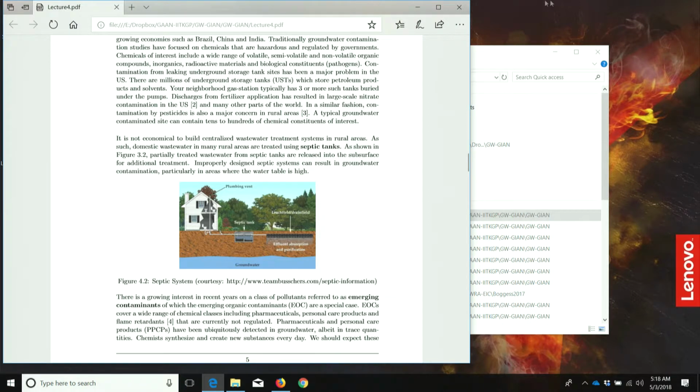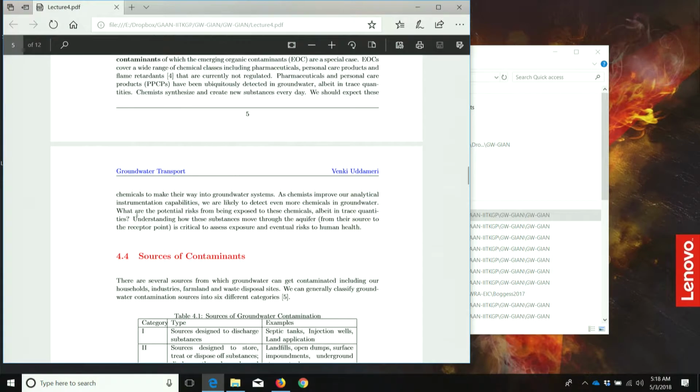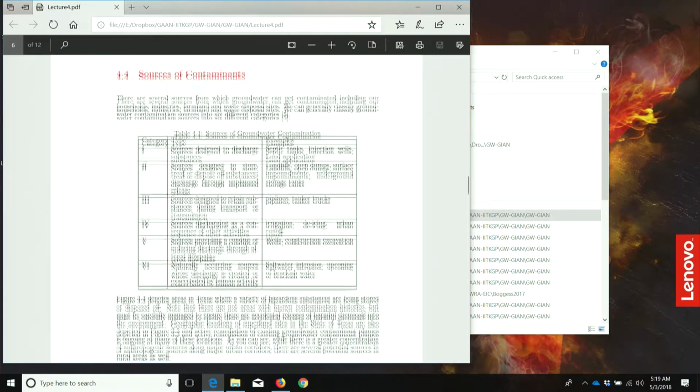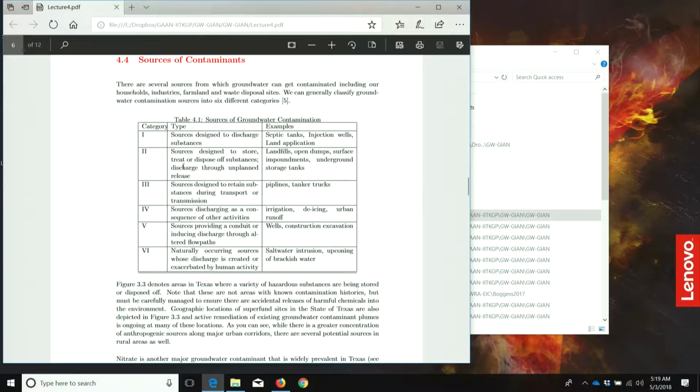So what other forms of contamination can exist? It turns out there are 6 general forms of contamination, or source types of contamination. The first category of waste are sources that are designed to discharge substances.